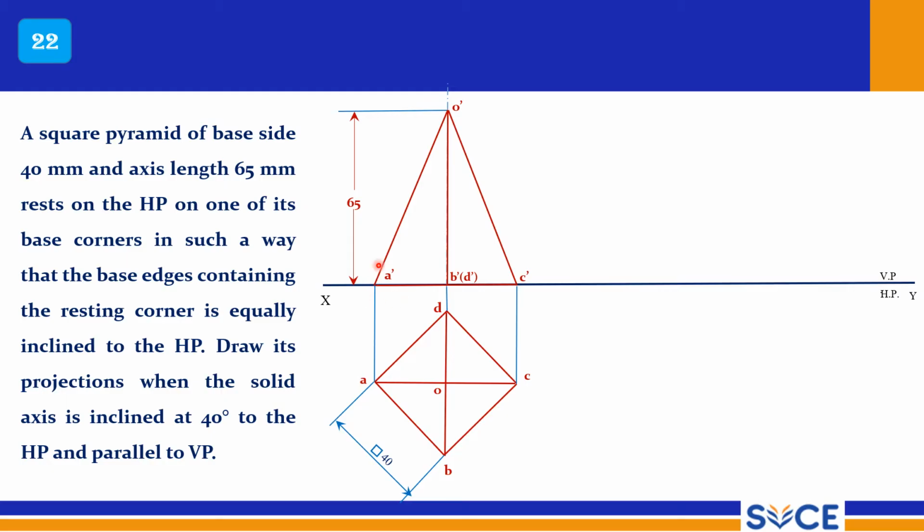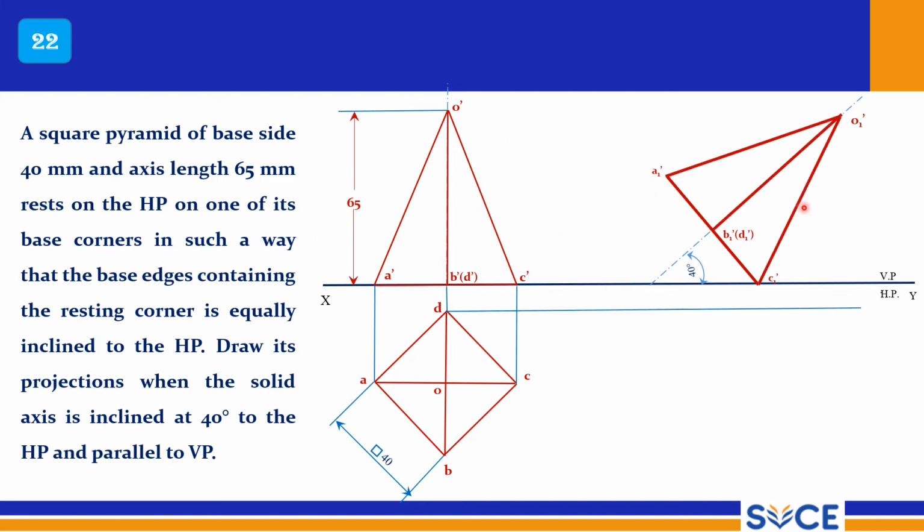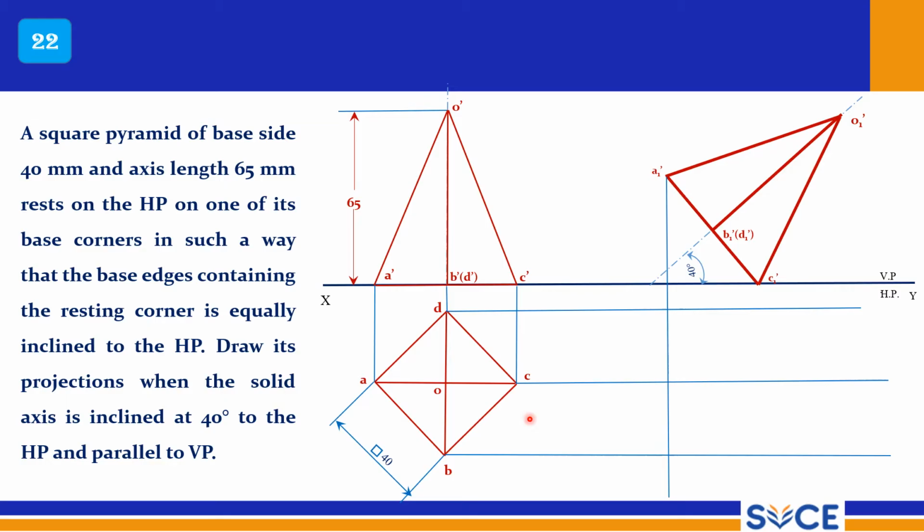You can measure OA and cut two arcs from C dash and A dash, and you can get O dash. And then you can draw the axis line. So anyway you can proceed. The only thing is you have to reproduce this view here in proper way. Then the corresponding projectors you have to draw from the final top view and the tilted front view.